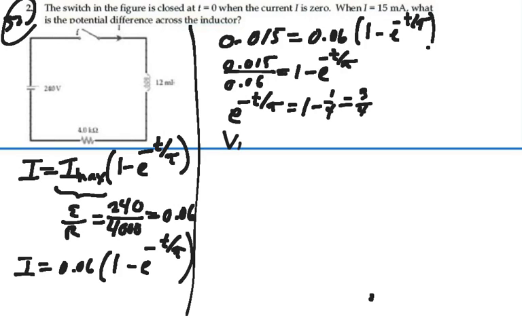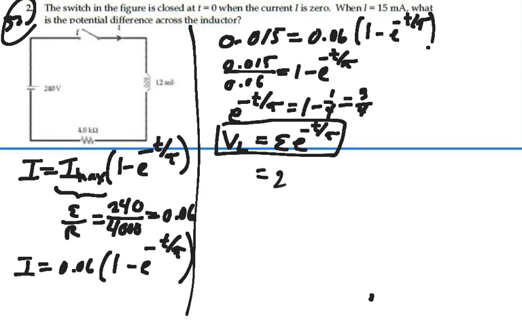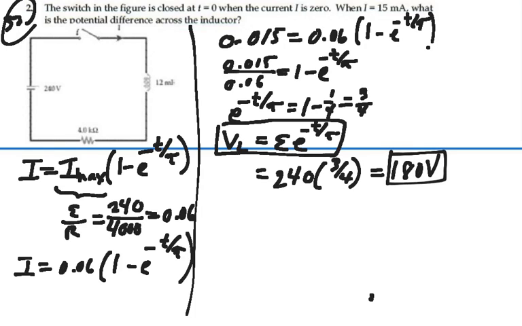Our voltage across the inductor is equal to the voltage of the battery times the exponential term, e to the negative t over tau, in general. So in this case, that's going to be 240 volts times 3/4, which will give us 180 volts. So the voltage across the inductor at this moment is 180 volts. That's one way to do this.